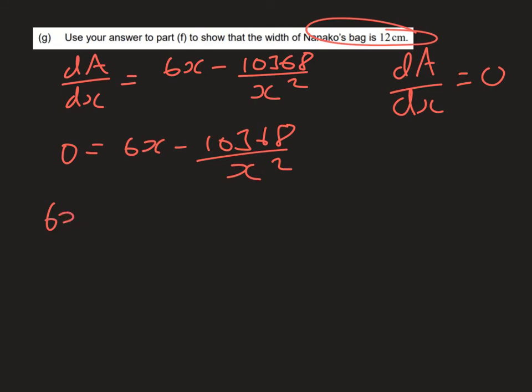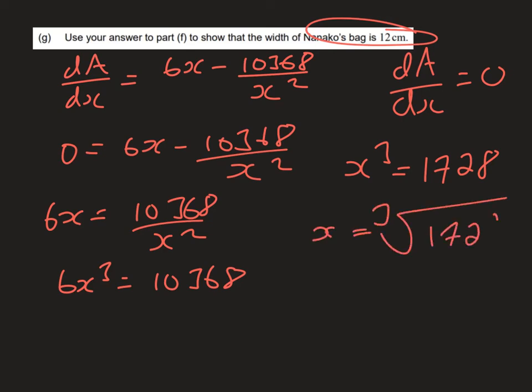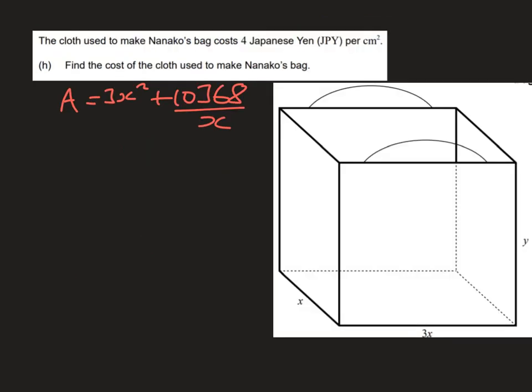So therefore 6x is going to be 10,368 over x squared. Multiply both sides by x squared, you're going to have 6x cubed equals 10,368. Divided through by 6, and you're left with x cubed is equal to 1,728. So therefore x is going to be the cube root of 1,728, which equals 12 centimetres.